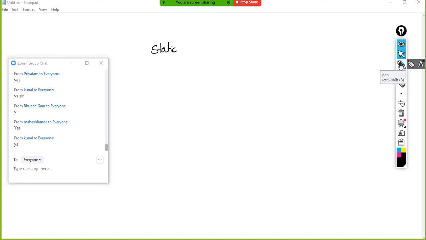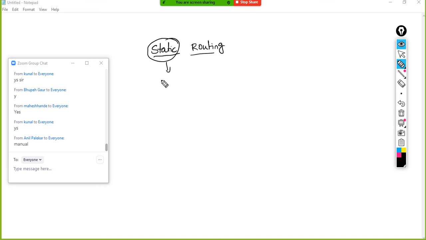Yeah, today what we are going to do, guys, we are going to see the static routing. So basically, what is static routing, guys? Static means what? Manual, right? Manually, the administrator is going to configure the routes, right?